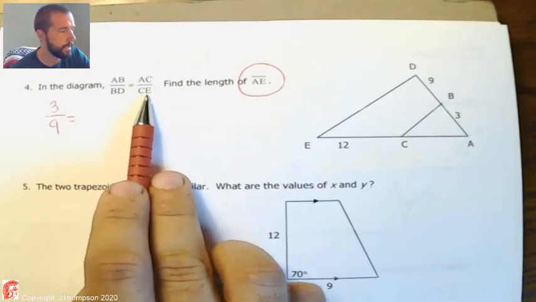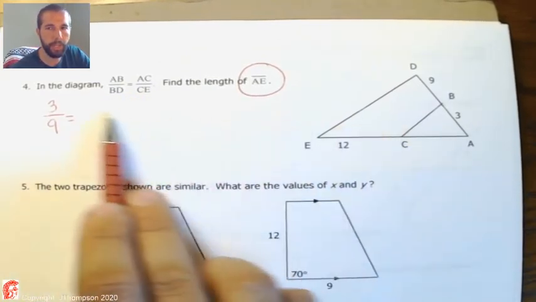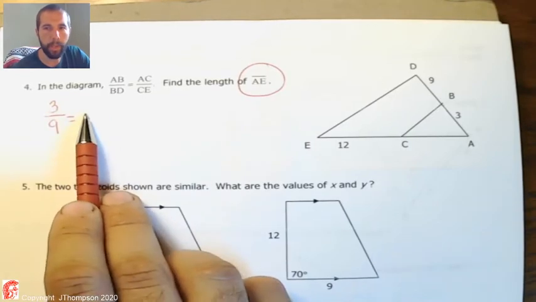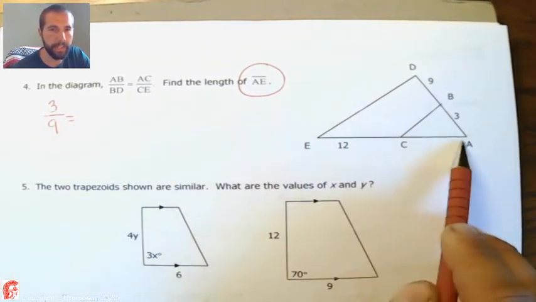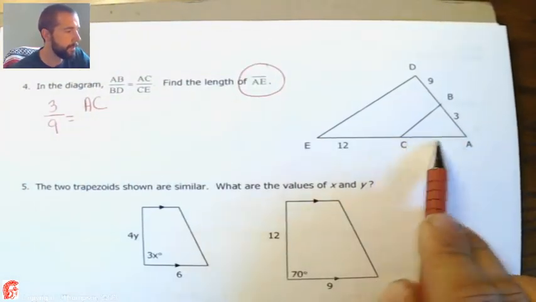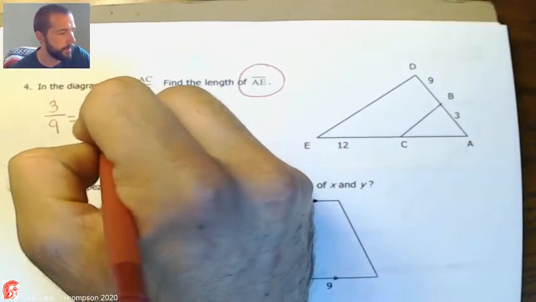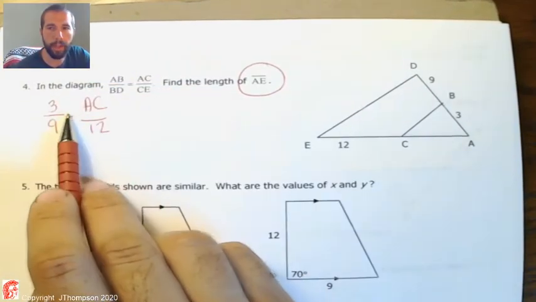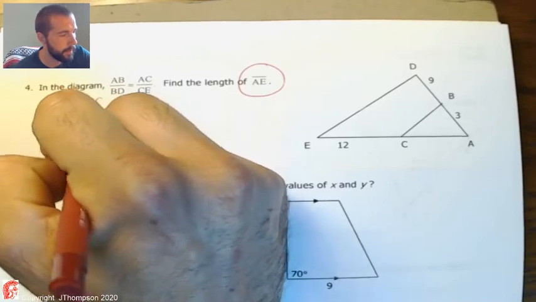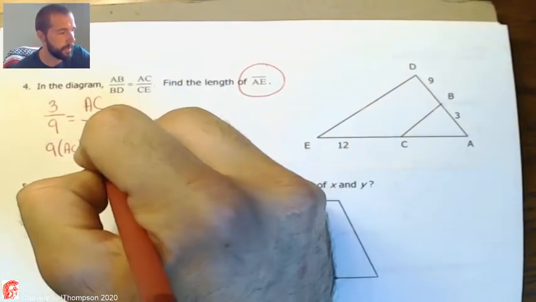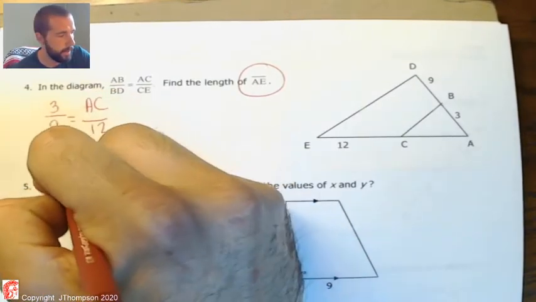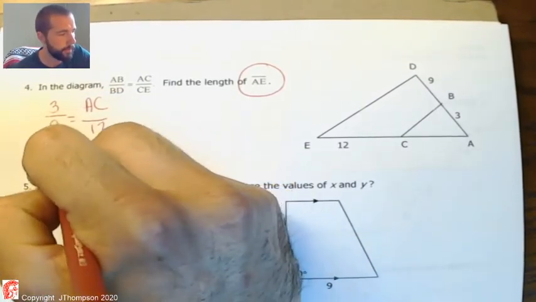equals AC over CE. AC we don't know, so we can either write x over CD or CE, or we can actually just write AC, just so in the end I know exactly what I just found. So I'm going to put AC over CE, which is 12, and then just cross multiply. AC times 9 would be 9AC. 3 times 12 is 36. And then to solve for AC, I divide both sides by 9, and we end up getting AC is 4.